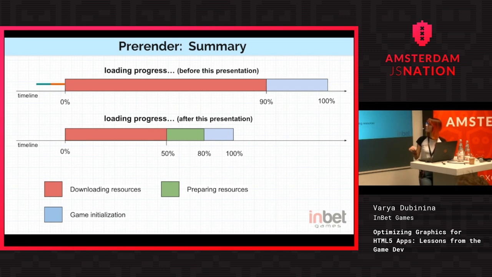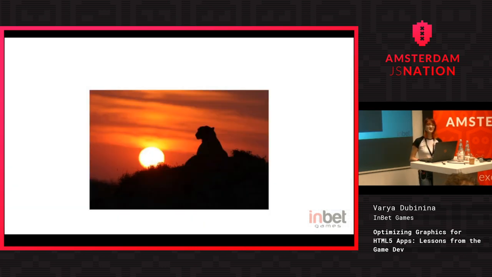So by optimizing our assets using all the above methods and adding this extra stage of pre-render, we managed to minimize the resources size and cut this red zone down in half. We do get an extra zone of pre-rendering, but our overall loading process is still around 40% faster than before. So by all means, add extra content, but don't forget about asset optimization.